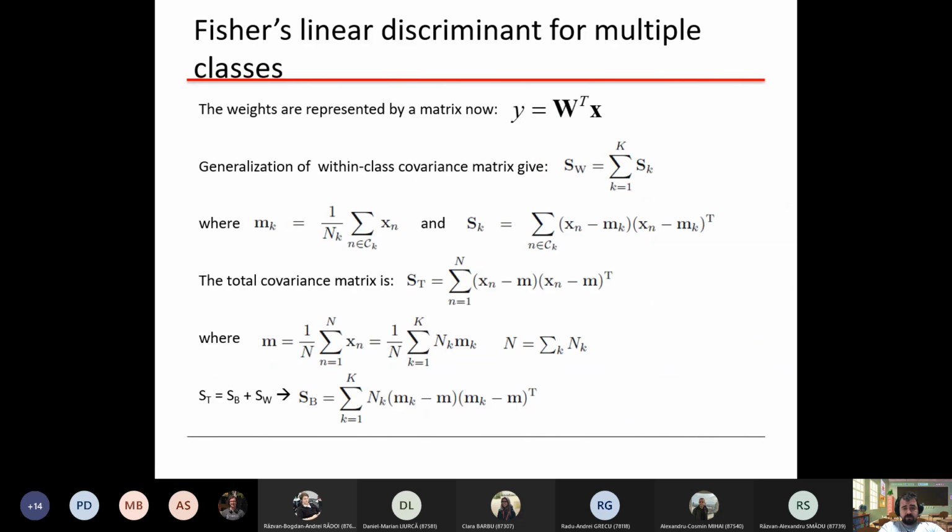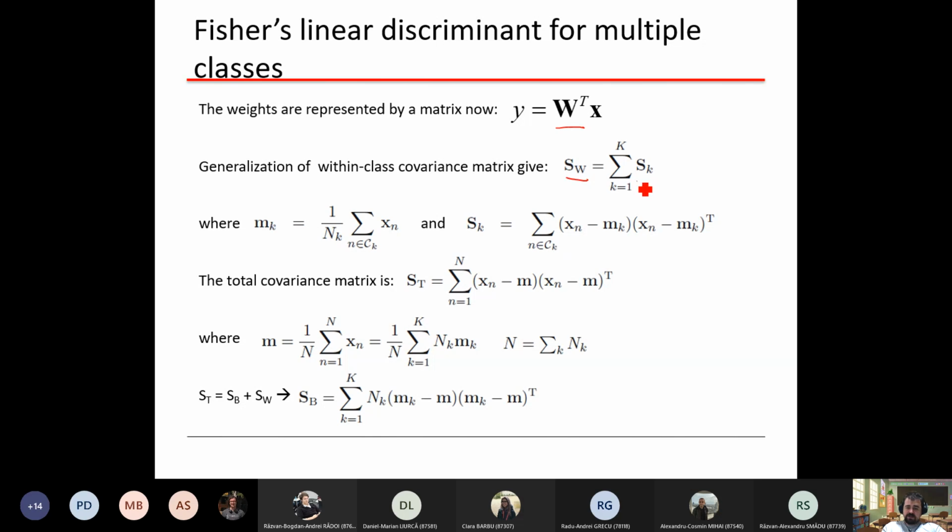This is what's happening for two classes. If we have multiple classes, then the weights will not be vectors like before, they will be a matrix. And now it's a little bit difficult to identify the between class variance, and therefore we'll have to do some math computation.